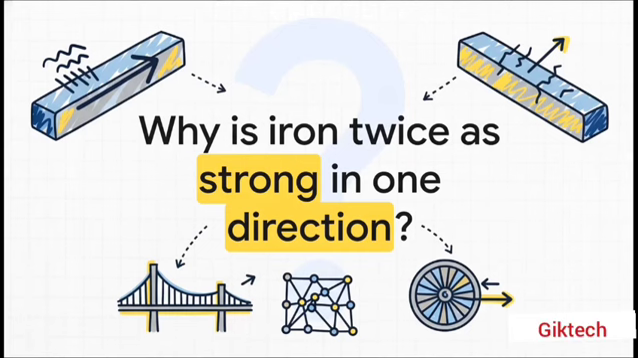So let's kick things off with a question that should really make you stop and think. How is it possible for a single solid piece of iron to be more than twice as stiff and strong when you pull on it one way compared to another? I mean, think about that for a second. It's the exact same piece of metal. This isn't a trick question, folks. The answer has massive implications for how we design pretty much everything, from bridges to jet engines.